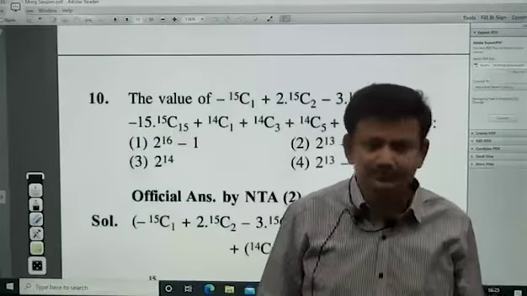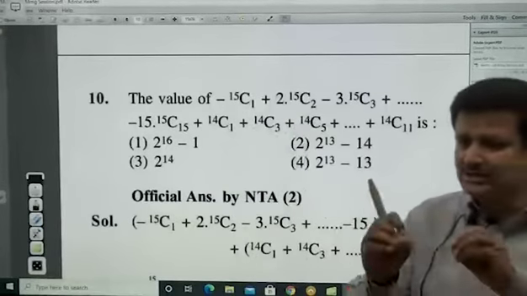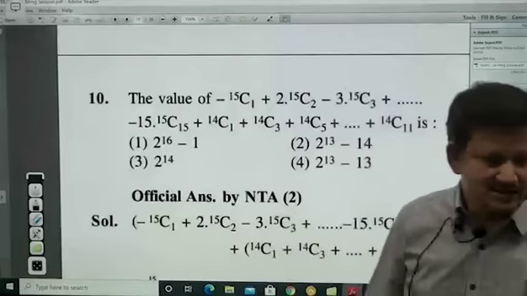2 power 13. And what is missing here? 14c13 is missing. So that you have to compensate. That is the answer. So no sigma, nothing. Regular IP question. Yes or no? You would have done many times. Alternate, whenever you get, it is 0 because you are putting x equal to minus 1. It vanishes.